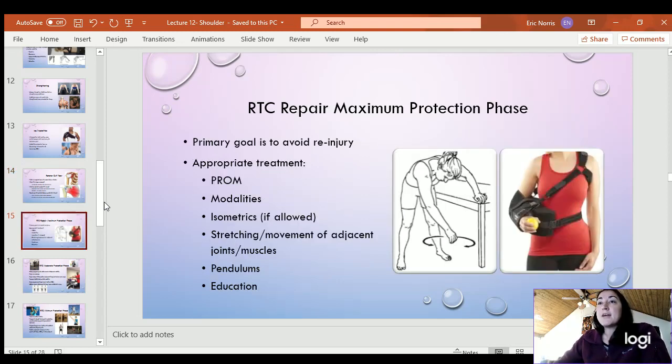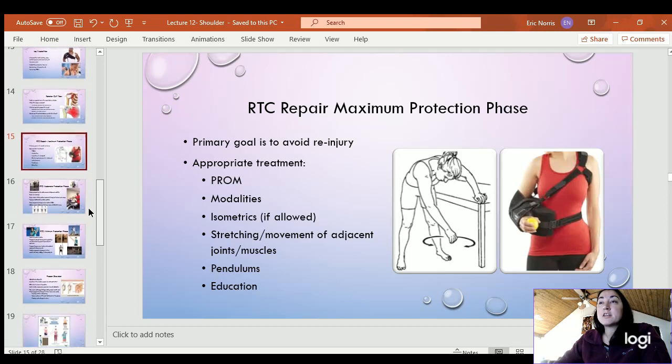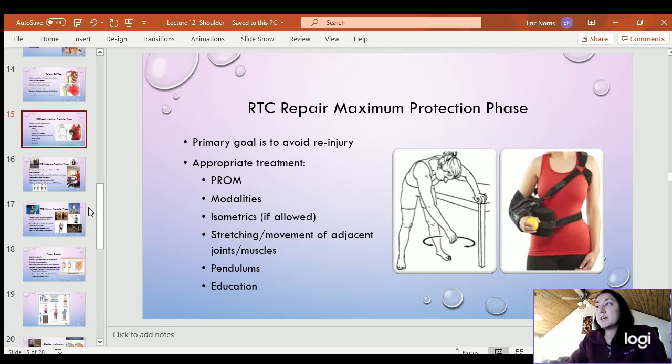Okay, so right after it is repaired, after they've done a surgery and repaired the rotator cuff, you enter the maximum protection phase, with the main goal being to avoid re-injuring. I have a friend that's been coming, doing a Bible study with me, that tore her rotator cuff maybe a year ago or something. Anyway, she's already had 2 surgeries.